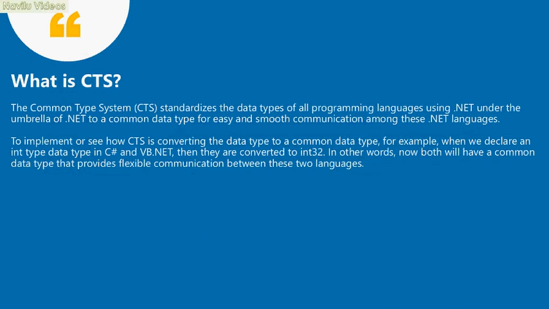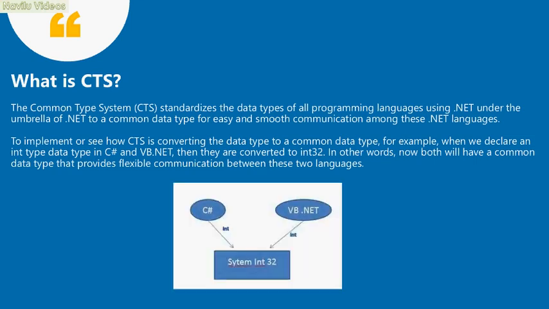What is CTS? The Common Type System, CTS, standardizes the data types of all programming languages using .NET under the umbrella of .NET to a common data type for easy and smooth communication among these .NET languages. To see how CTS converts the data type to a common data type, for example, when we declare an int data type in C# and VB.NET, then they are converted to Int32. In other words, now both will have a common data type that provides flexible communication between these two languages.